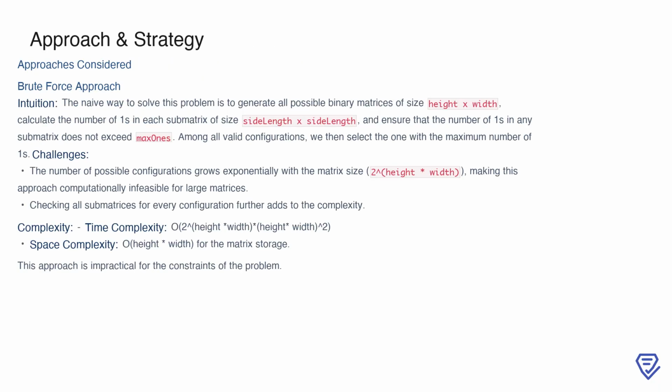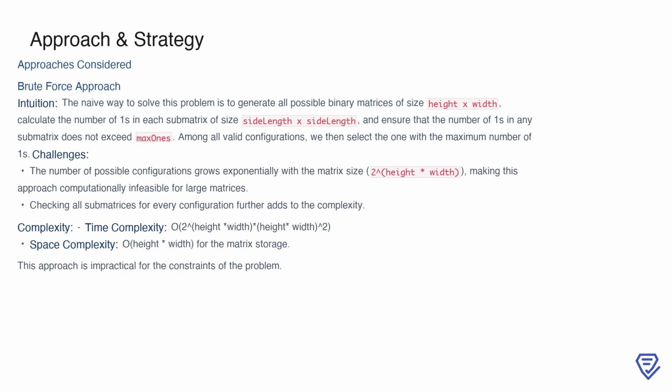To tackle this problem, we first considered a brute force approach. The intuition here is straightforward: generate all possible binary matrices of size height x width, then calculate the number of ones in every possible submatrix of size side length x side length, ensuring that the count of ones doesn't exceed the given maxOnes. Among these configurations, the goal is to select the one that maximizes the total number of ones.